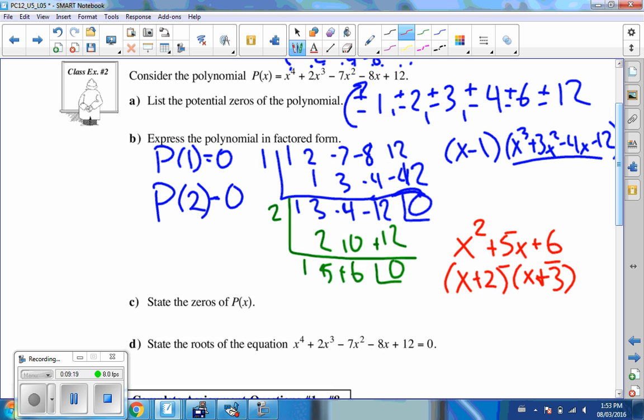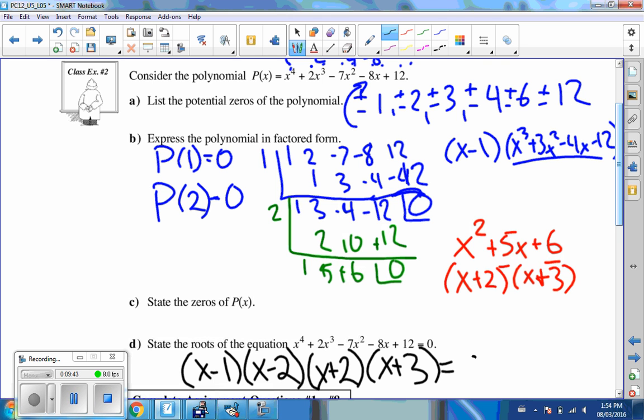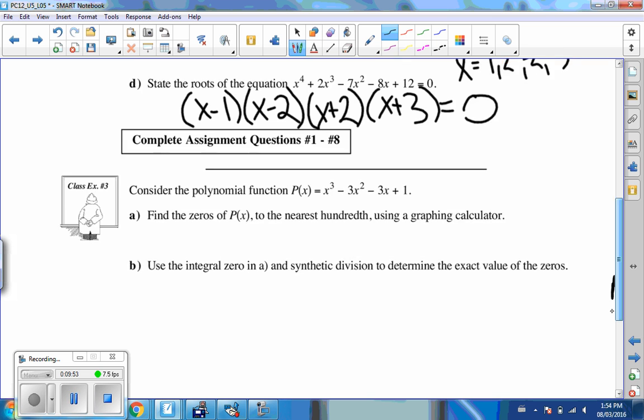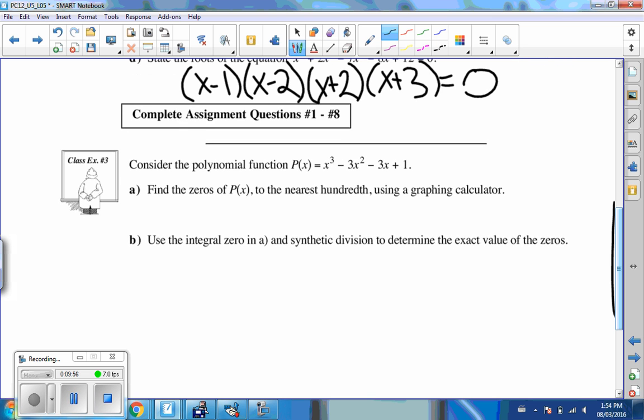So my final product is, drum roll, please. This is for you folks at home. So the actual factored version is going to be x minus 1, x minus 2, x plus 2, x plus 3. That's the whole thing. Now, if I wanted the roots of the equation, my solutions are just going to be x equals 1, 2, negative 2, and negative 3. Voila. So that's what we do. Try those out.